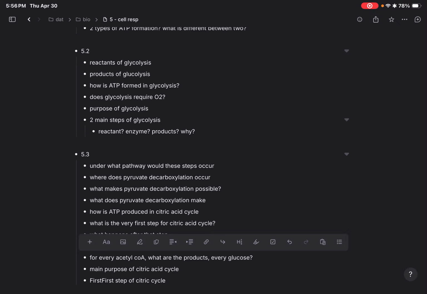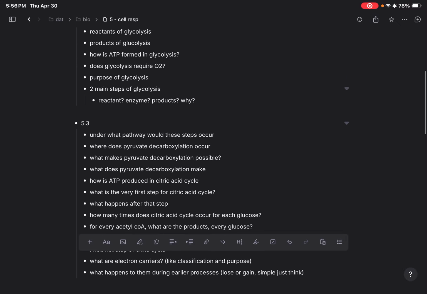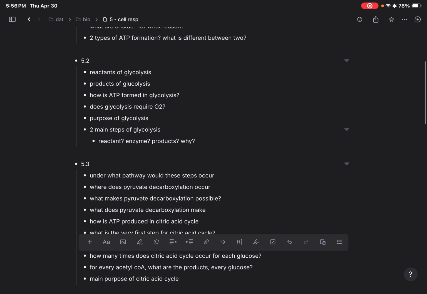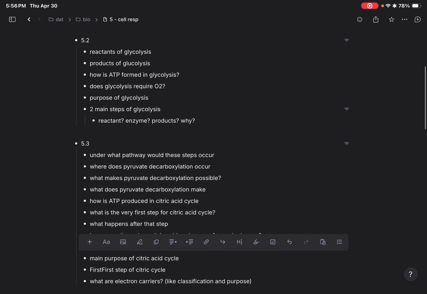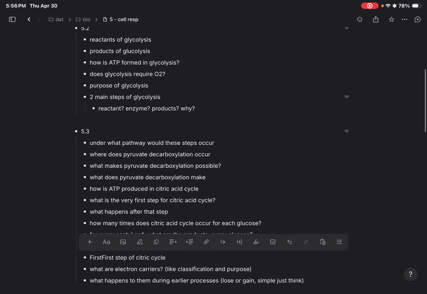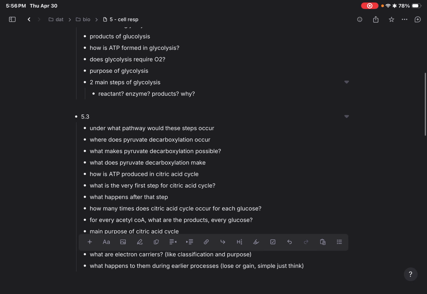Does glycolysis require O2? No. How is ATP formed in glycolysis? That's using substrate level phosphorylation. The purpose of glycolysis is to form pyruvate. The first step is going from glucose 6-phosphate using hexokinase to make 1,6.